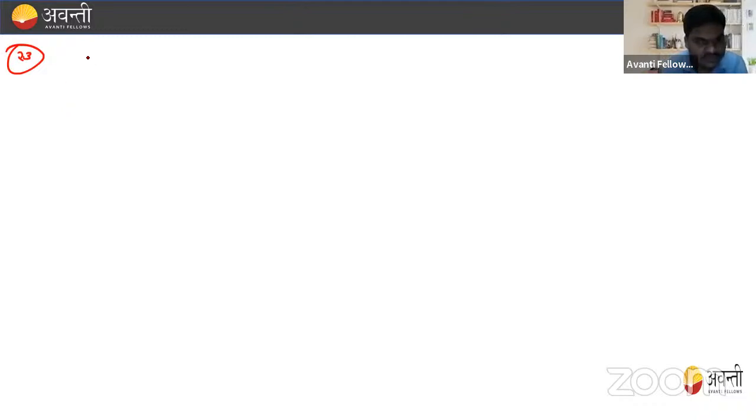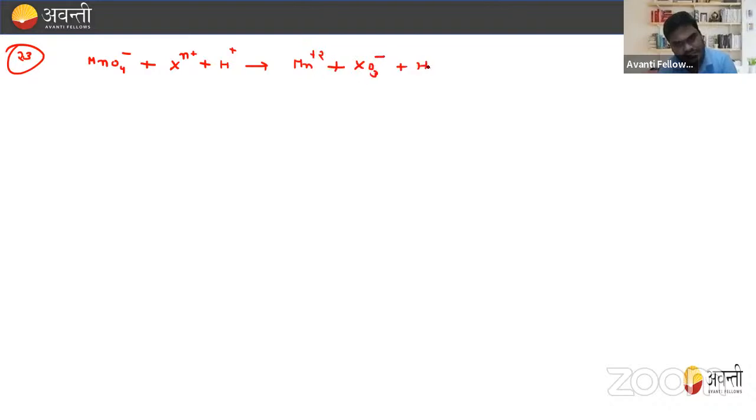So we know that MnO4^- will react with X^n+ and H+ in acidic medium. So it will give us Mn^2+, XO3^-, and water. What is the n factor of MnO4^- here? Mn has oxidation state +7 here, and here the oxidation state is +2. So what is the n factor of Mn? It is nothing but 5.